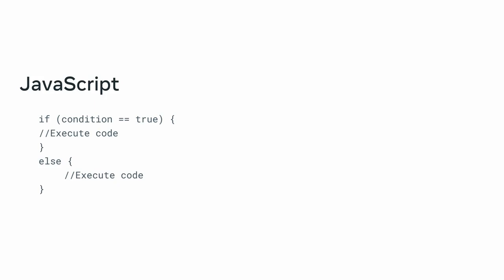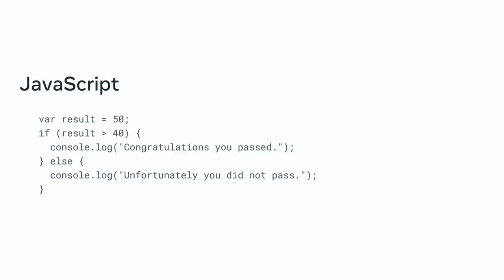If a condition is true, do something. If it's false, do something else. Recall our driving test example. We can store the test result in a variable. Suppose the variable value is greater than 40.